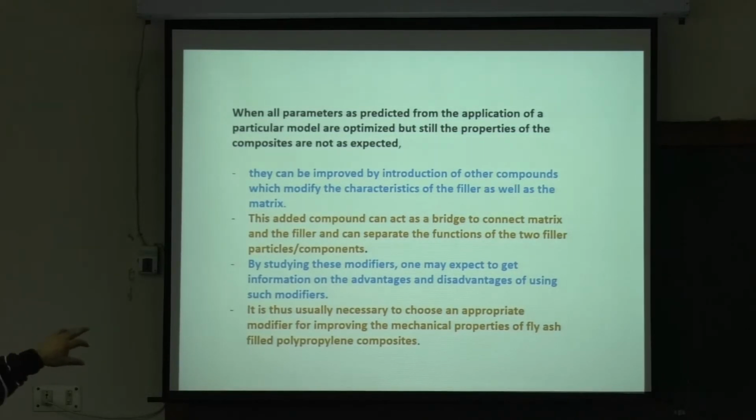Now when we talk about a bridge between matrix and the filler, you remember those scanning electron microscope images? That is where a real picture is important. If your boss asks, how do you know it will happen? You can show that as a micrograph. You can copy that and keep it in your iPhone or whatever it is. You take it out and that's 100% proof, okay? It forms a bridge. Now it is usually necessary to choose an appropriate modifier for improving mechanical properties of fly ash filled polymer composites. So that's what we have seen.